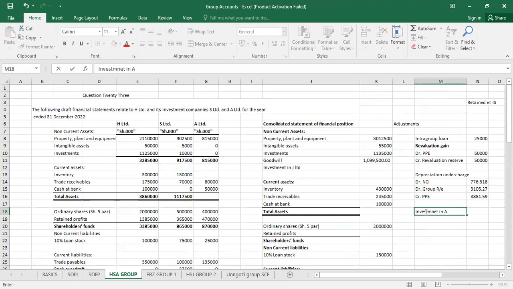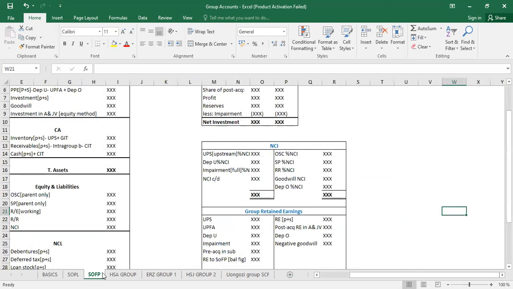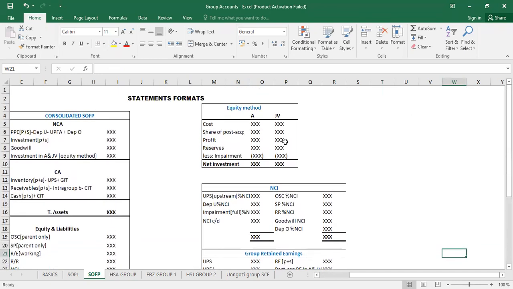It is in A Limited. So, equal. The investment in A Limited, let me show you. Some people are saying they don't have these ones. So it is here. The cost plus share of post-acquisition profit plus reserves less impairment, isn't it?